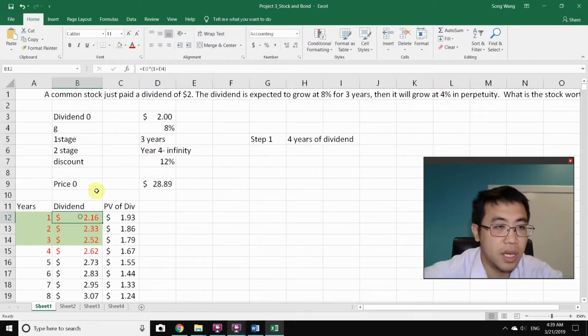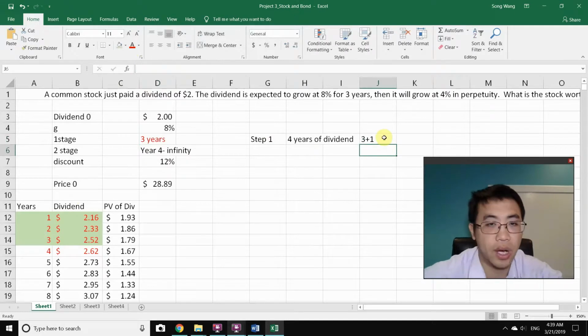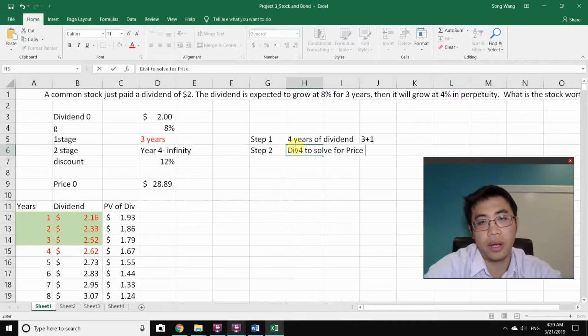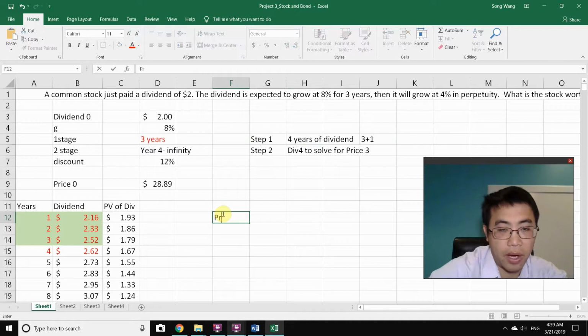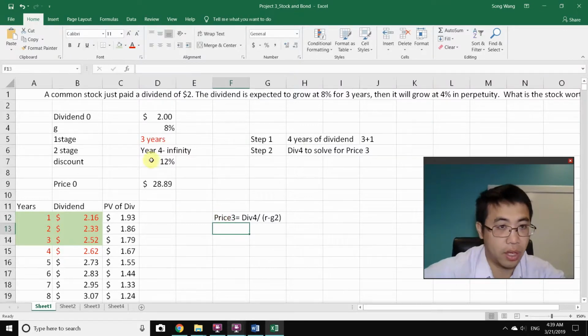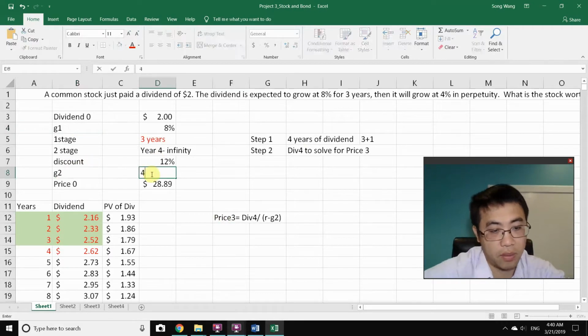Why is it 4 years of dividends? Because my first stage lasted for 3 years, so it's always the first stage of 3 years plus an additional year. Okay, and step 2, you're gonna use the 4th year dividend, dividend 4, to solve for price 3. The formula you use is price 3 equals dividend 4 divided by R minus G2. G2 is your secondary growth rate of 4%. So G1 is 8%, G2 is 4%.